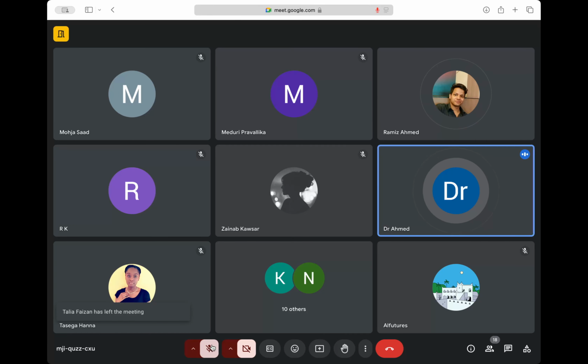Okay, so you can see the brachial plexus. We cannot see your screen. Okay, sorry, let me share it.